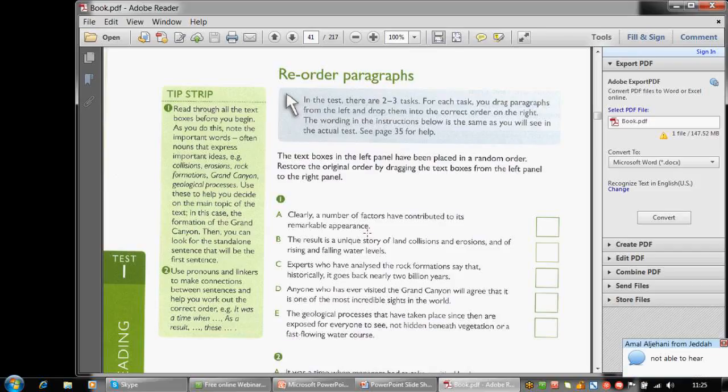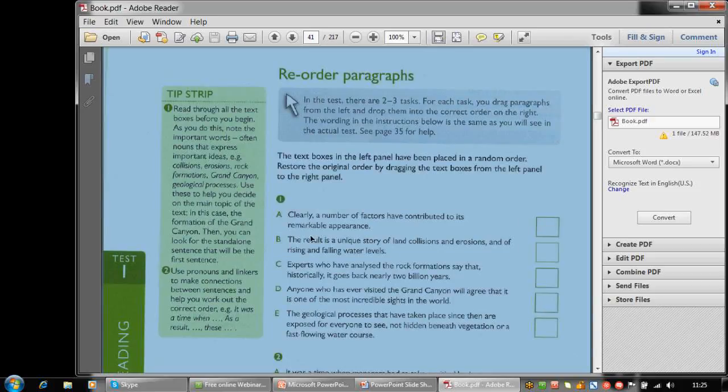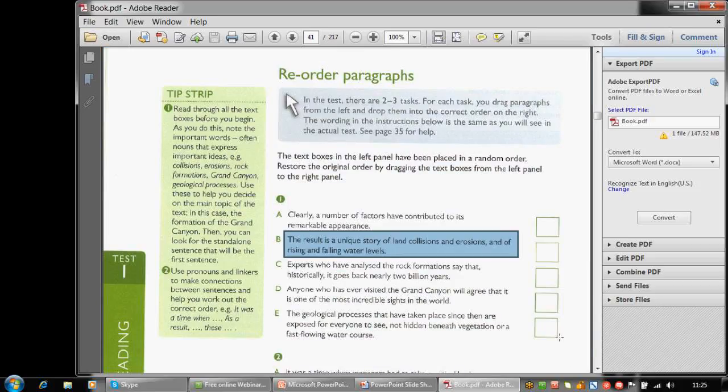There should be something which is clearly giving you a concluding part. "Anyone who has ever visited"; it's talking about something which has happened. "Experts who have analyzed the rock": even here we've got something supposed to give you a conclusion. If you see these two, yes, these two can be in the position of conclusion. Now, which one fits best? Assume that I'm taking up the conclusion like the unique story as B, and the first one as E.